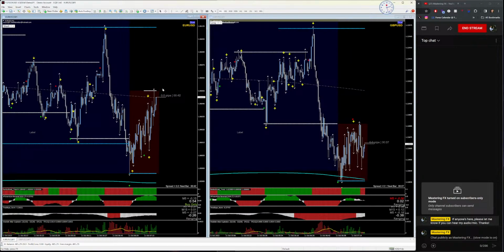So this is going up, but not respecting the fair value gaps that are formed. That's very interesting, because we did have a fair value gap here, and let me just mark it out.